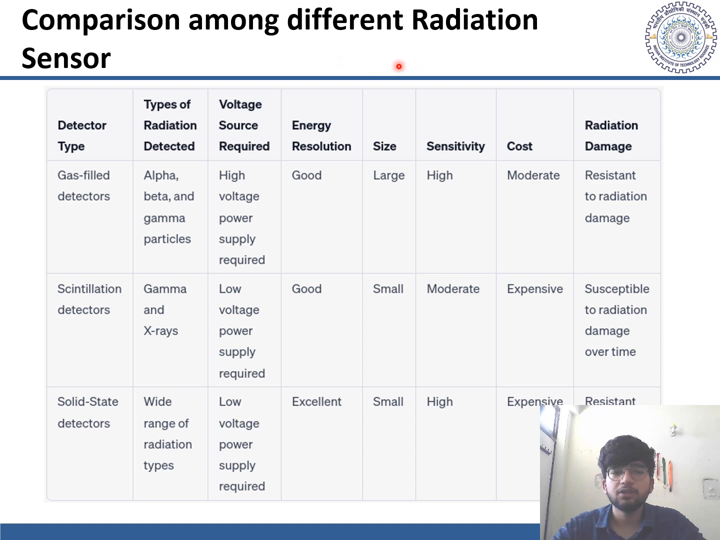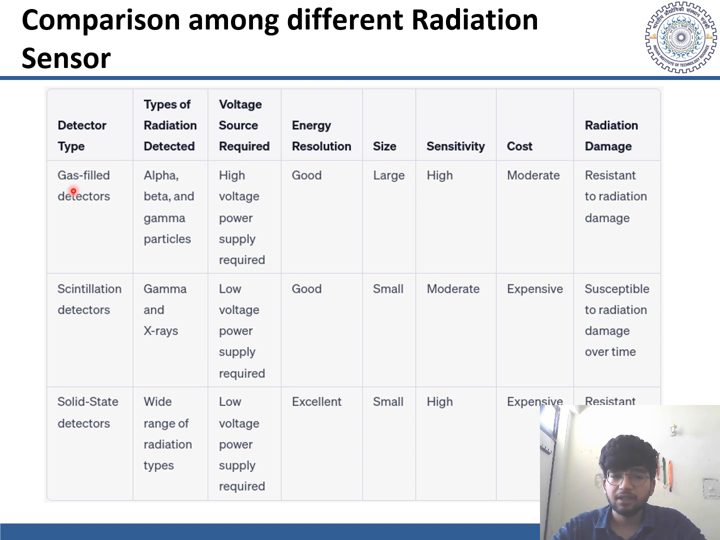Okay, so here is the comparison among the different detector types we talked about in previous slides: gas filled, scintillation, and solid state. The types of radiation detected are alpha, beta, and gamma by gas filled; gamma and X-ray by scintillation; and a wide range of radiation types by solid state. The voltage source required is high, low in scintillation, and low in solid state. Energy resolution is good in gas filled, good in scintillation as well, and excellent in solid state detectors because of the use of semiconductors.